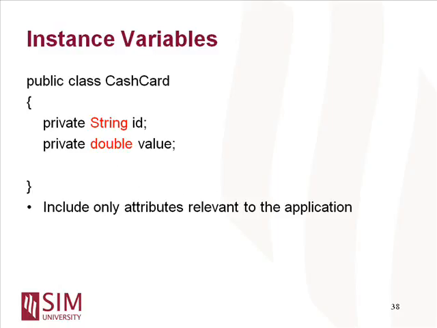Now let's take the CashCard class as an example to see how the various parts of the class can be written. First, it is the instance variables. CashCard has ID and value as its variables. An ID is of string type, thus one writes private String ID. A value is a real number, thus it is of double type. The variables are private. That means they can only be accessed by calling a method to access them.